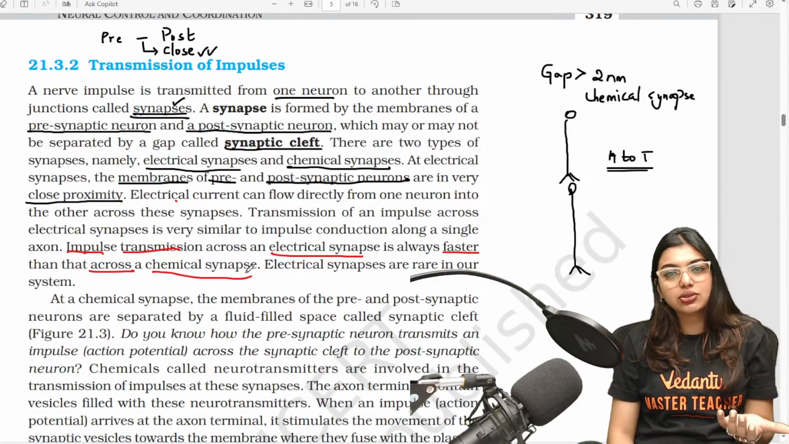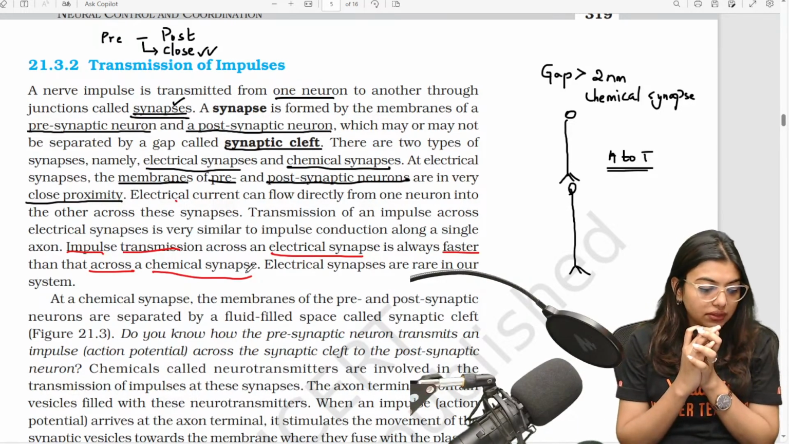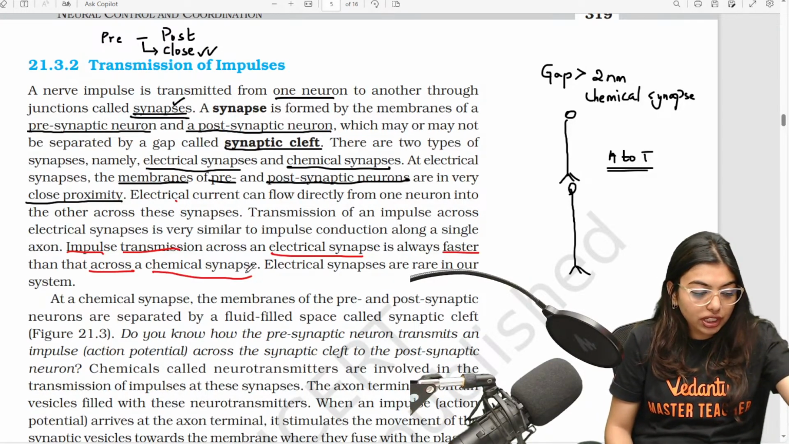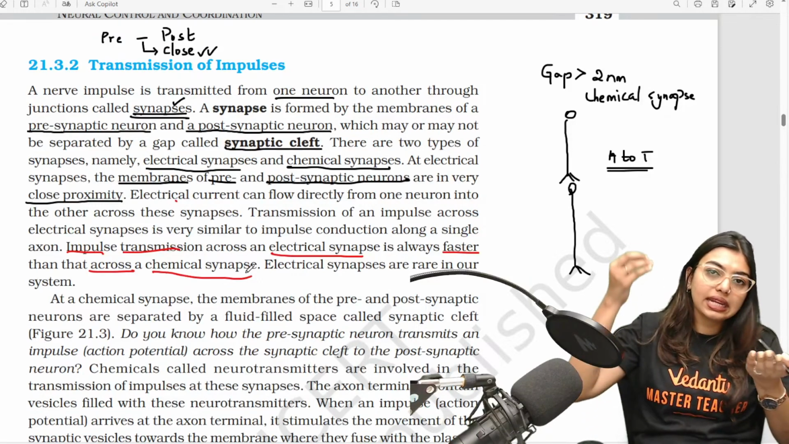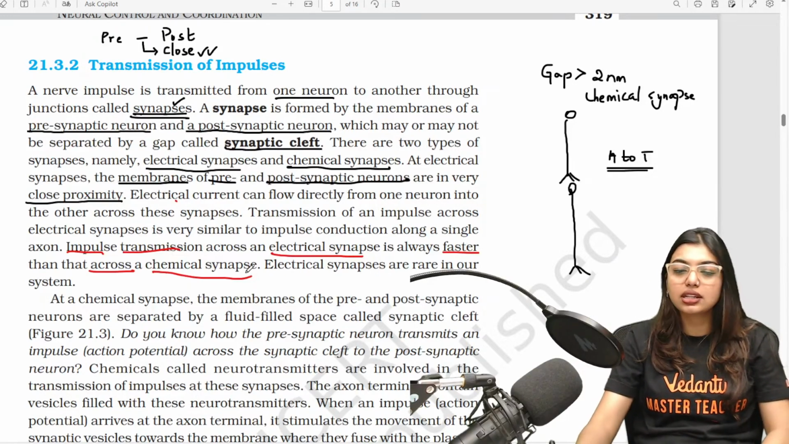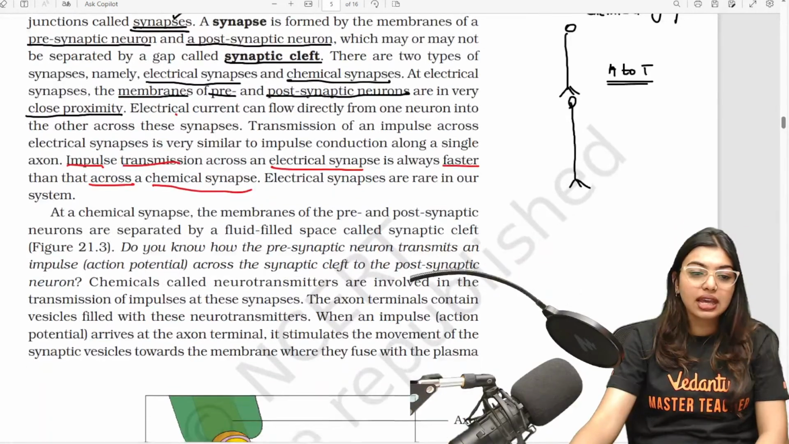So obviously students, say a person is walking and trying to deliver, and then there is a person who is coming in a Zepto vehicle and delivering. Who is going to reach faster? Obviously the person who went in a vehicle, right? Same thing here also. Electrical synapse is always going to be faster than a chemical synapse. Electrical synapses are comparatively rare in our system.